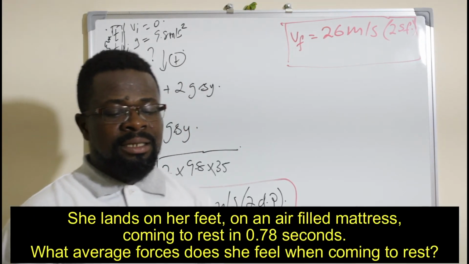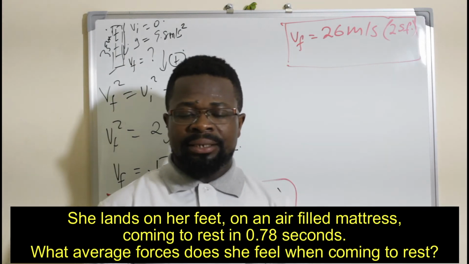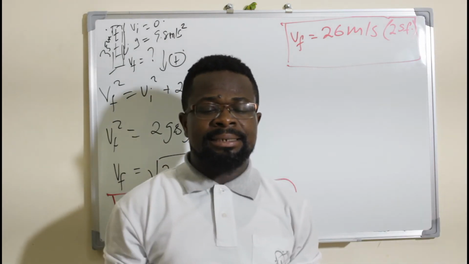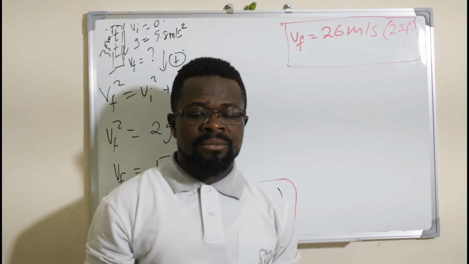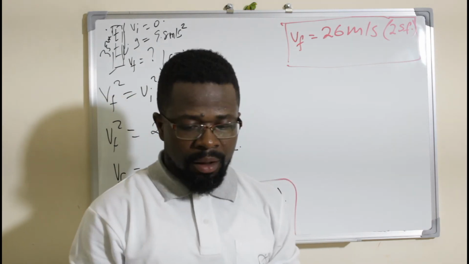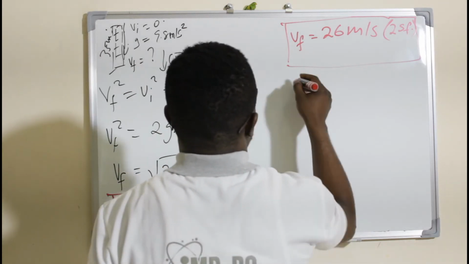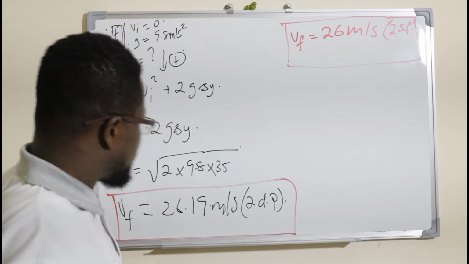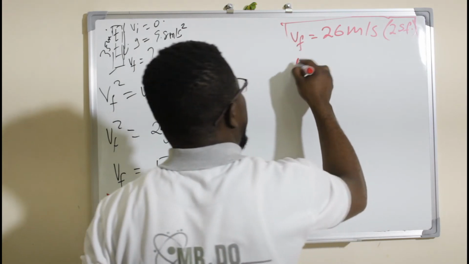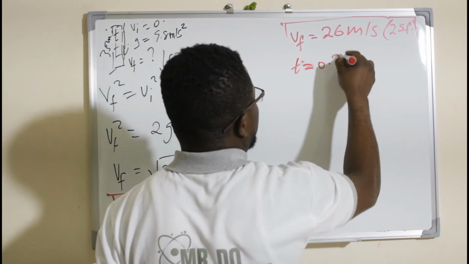The next question says, she lands on her feet on an air-filled mattress, coming to rest in 0.78 seconds. What average force does she feel when coming to rest? Alright, so let's see what we are given here. Time is given again. Maybe I will need this value, so I don't want to clean it off. The time is given as 0.78 seconds.